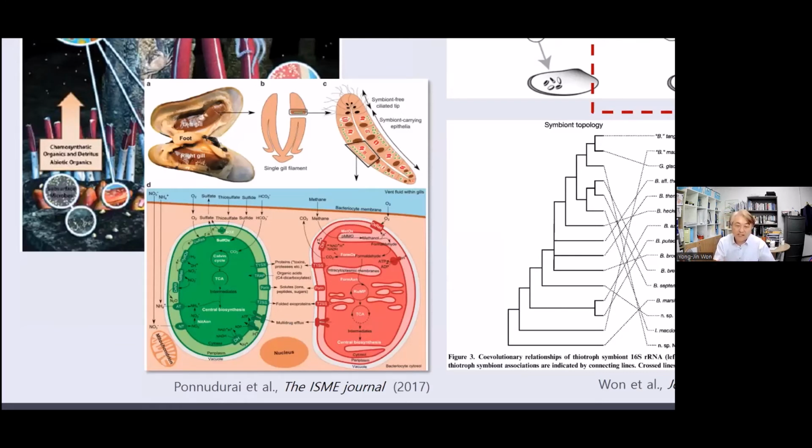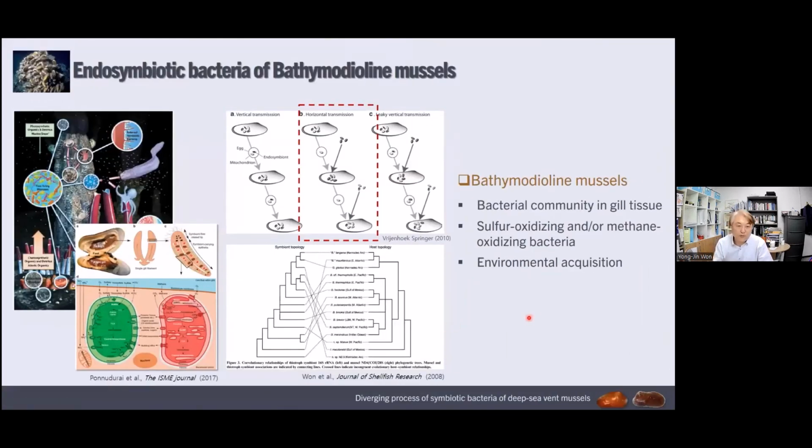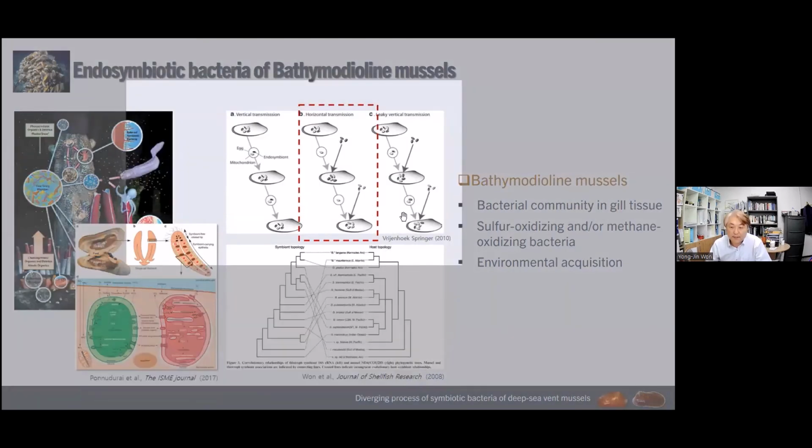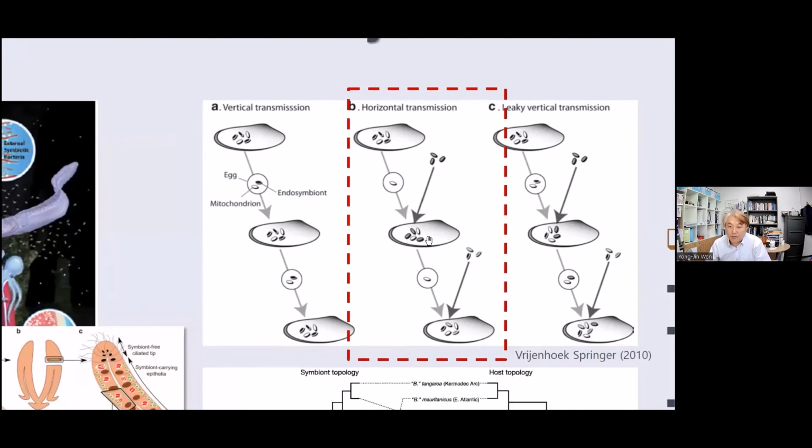In the mid-Atlantic region, this mussel contains dual symbionts, but in our study area, in the Eastern Pacific, it contains only sulfur-oxidizing bacteria. So their symbionts are different from place to place, and it is suggested that these bacteria are acquired by host mussels from the environment while they develop from egg to adult. This represents horizontal transmission.